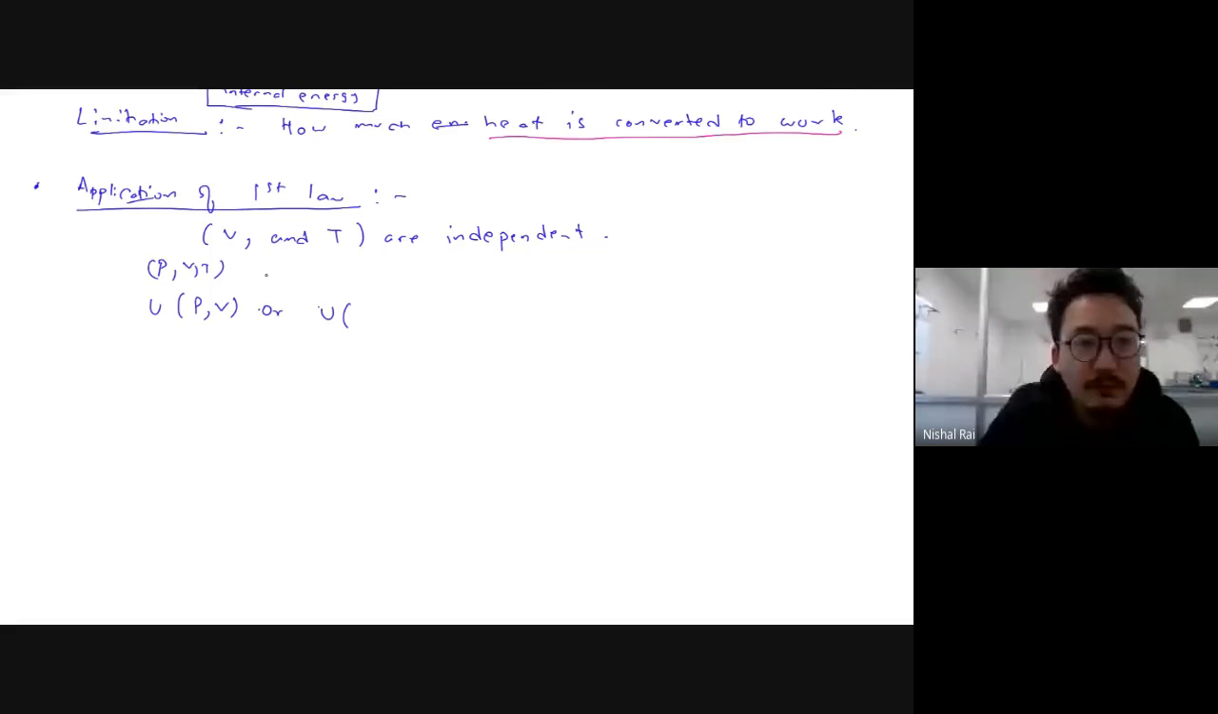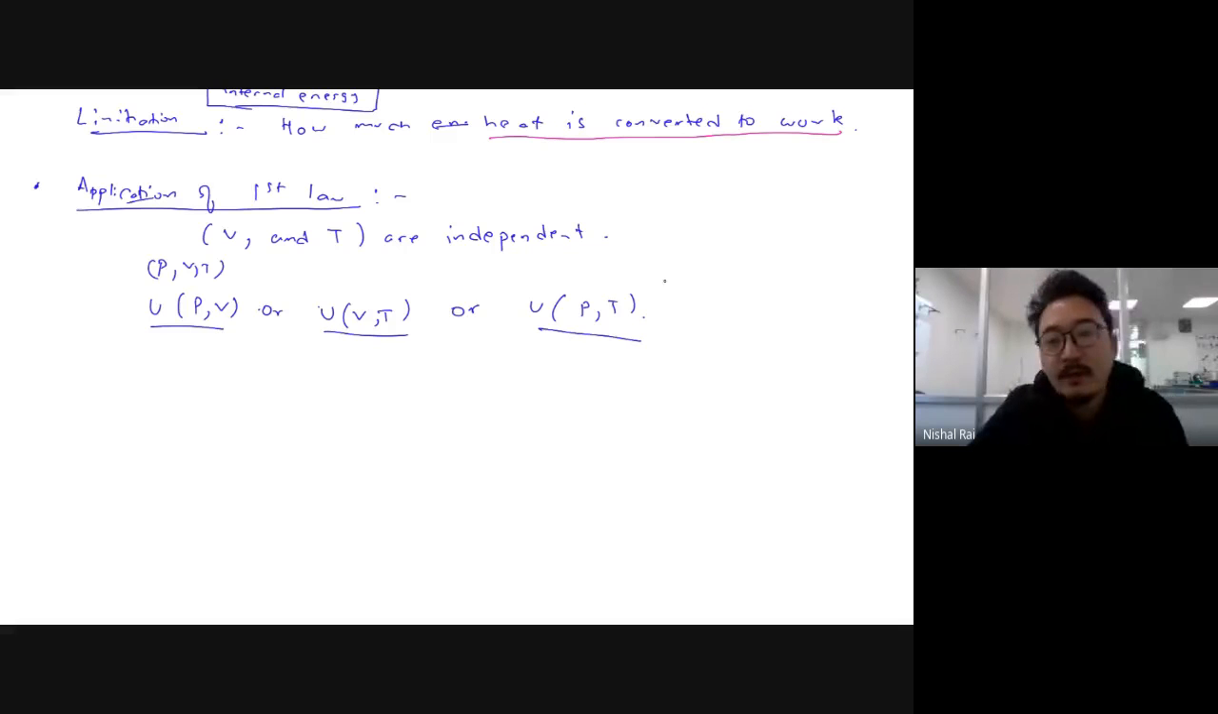U as a function of what? Volume and temperature. Or U as a function of pressure and temperature. These are the three quantities on which your internal energy depends. This is because U is path independent, so it is just a function of only two variables. So keeping that in mind, U where your V and T are independent, you have to take as a function of T and V. Clear? U as a function of V and T.